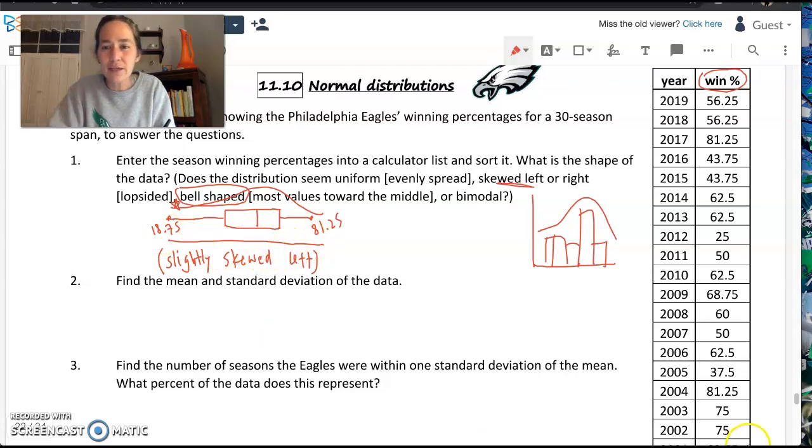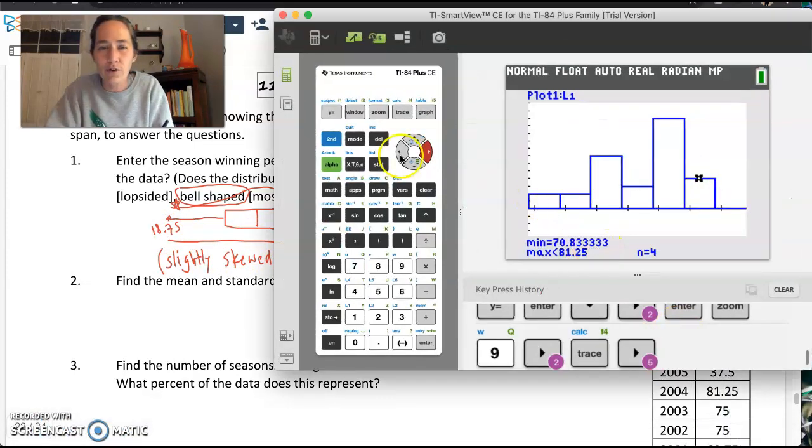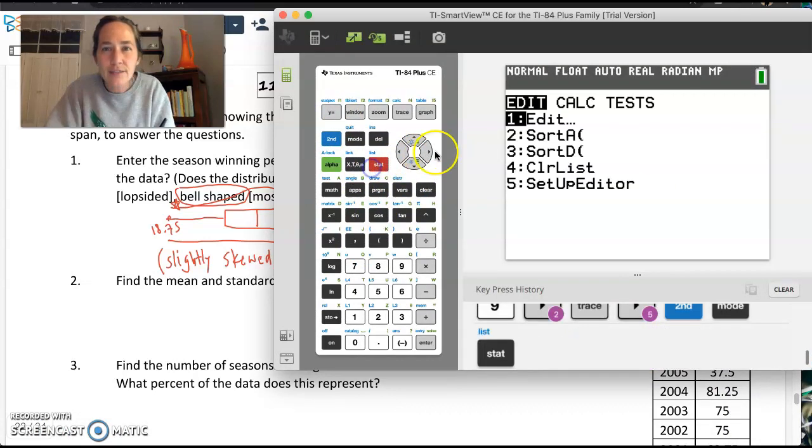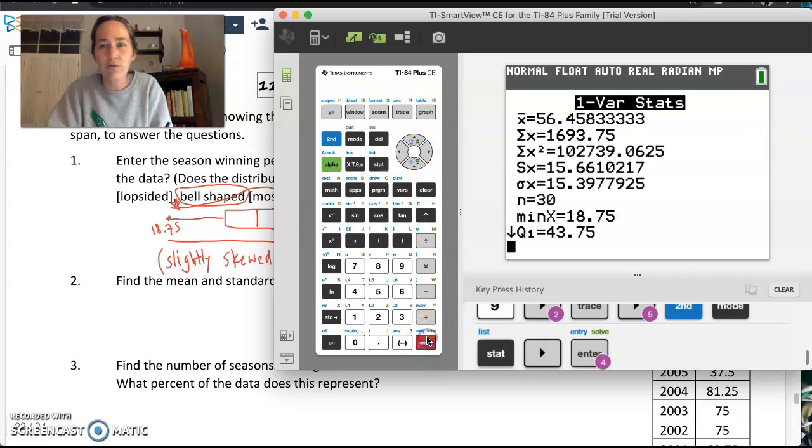It says find the mean and standard deviation of the data. So for that, I can go to one variable statistics. So I'll quit, and it's stat calc. We've been using this a lot. One variable statistics, great review for L1.